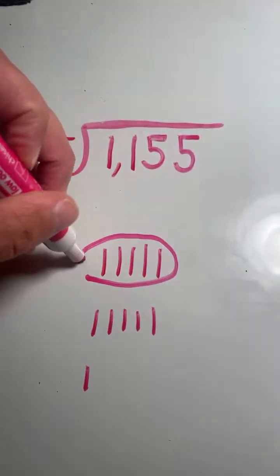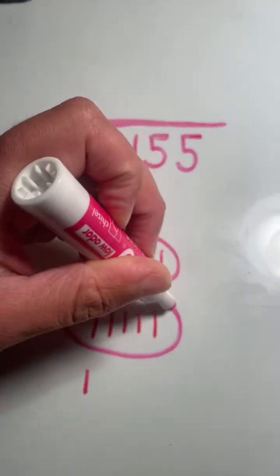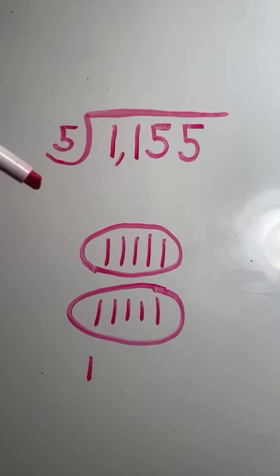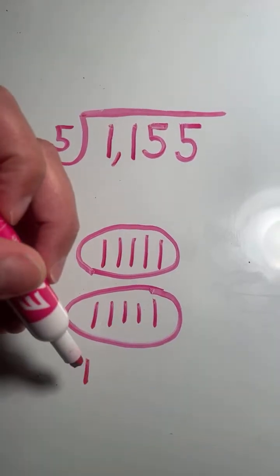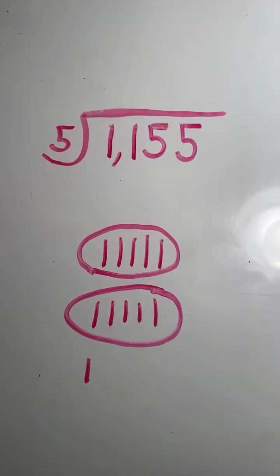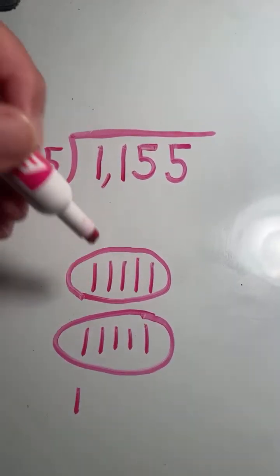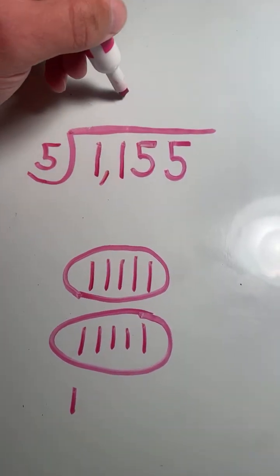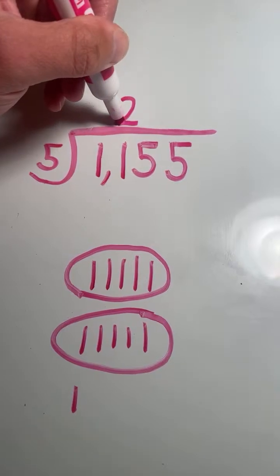So I was able to get one full group of 5. I was able to get a second full group of 5. I was not able to get a third group. I did have a remainder. So 11 divided by 5 equals 2. I was able to get 2 full groups of 5 within the number 11.